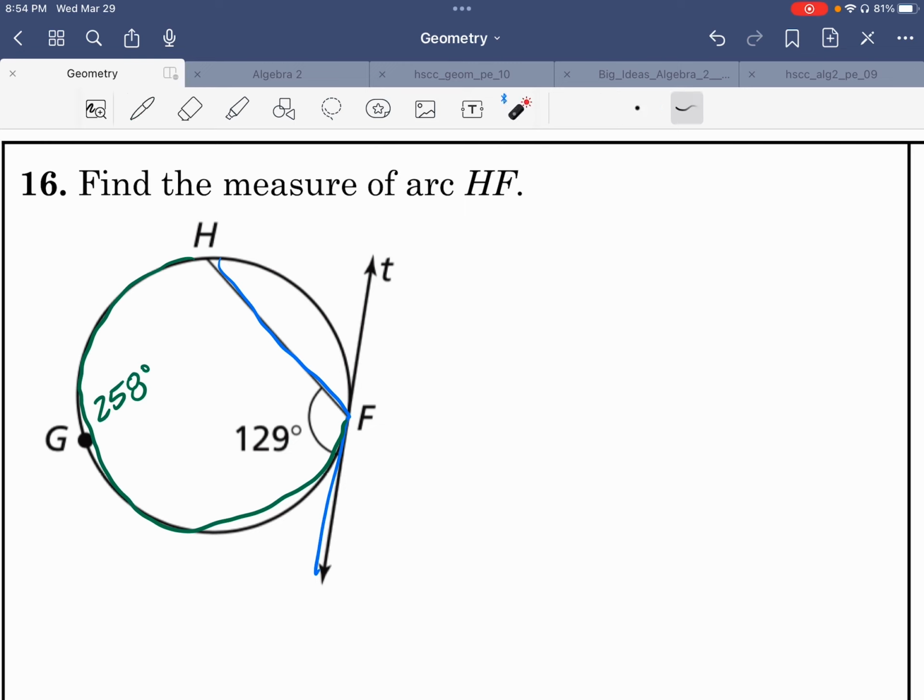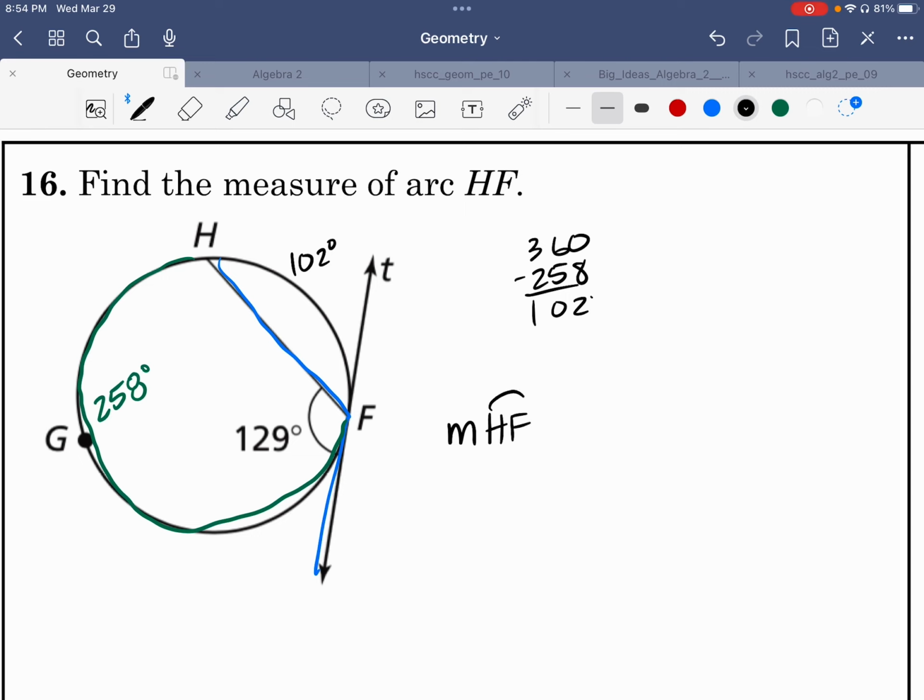We also know that the entire circle, all the way around, is 360. So if we take the 258 and subtract it from 360, that gives us 102. So we can say that the measure of arc HF is equal to 102.